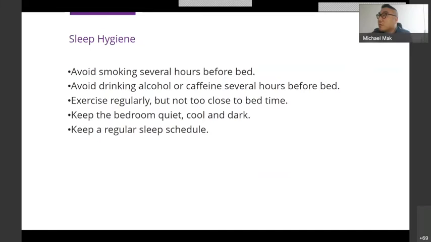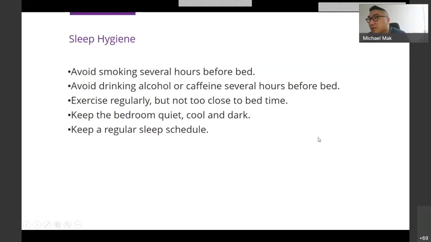But here I have the points. Avoid smoking several hours before bed. Avoid drinking alcohol or caffeine several hours before bed. Exercise regularly. That's going to be good for your sleep overall, but don't do it too close to your bedtime because you're going to be amped up and it's going to be hard for you to fall asleep. And of course, keep your sleeping quarters quiet, cool, and dark, and keep a regular sleep schedule. So this is the part that's easy. I think most of us have an understanding of this.